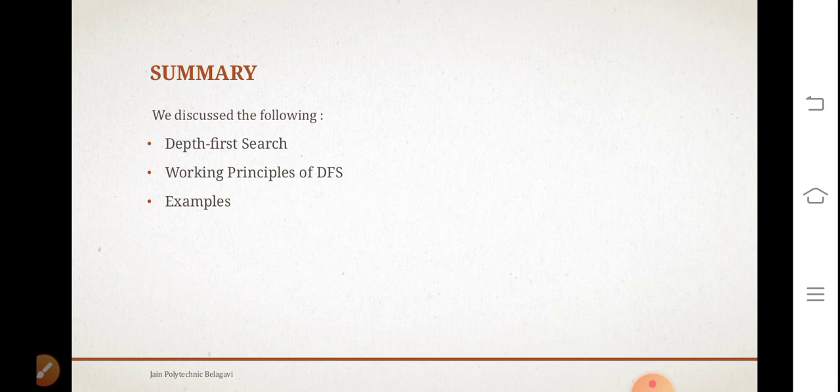Next, let us summarize what we discussed so far. We discussed depth first search, the working principles of depth first search, and examples.